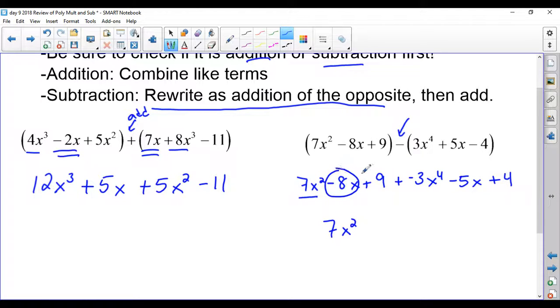Minus 8x and minus 5x combined to give me minus 13x. Plus 9 and plus 4 add up to 13. And then I have a negative 3x to the fourth that doesn't have anything to combine with. So you're going to show that you've rewritten as adding the opposite and then get your final answer. Make sure that you're practicing the work that you need to show today and then you show the work on the quiz tomorrow.